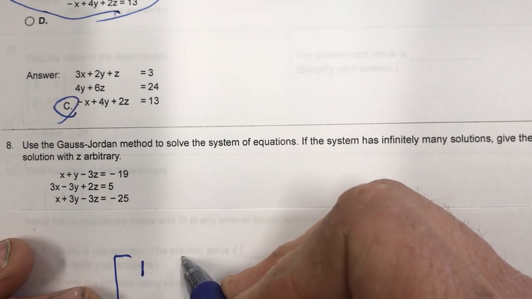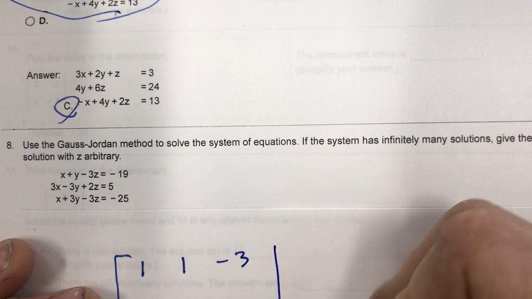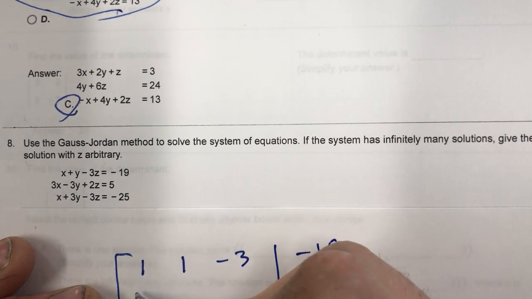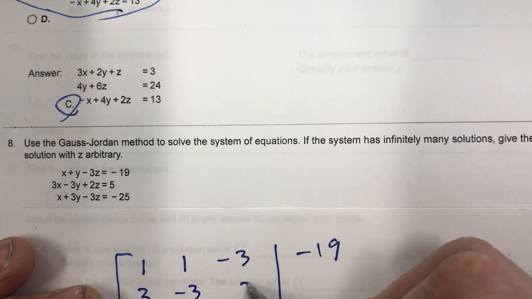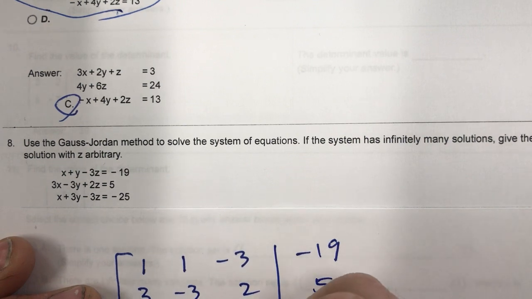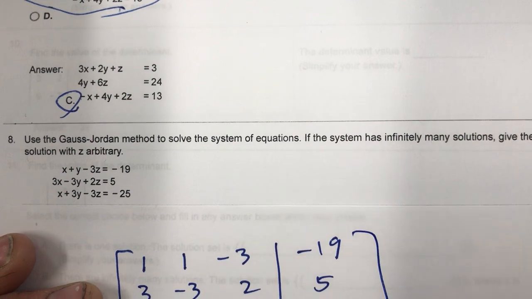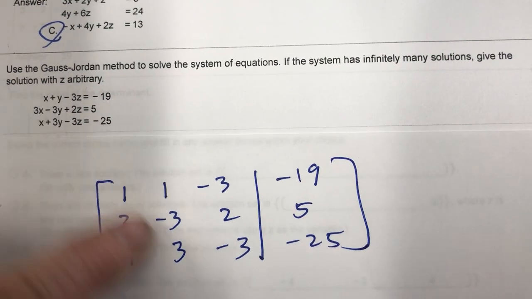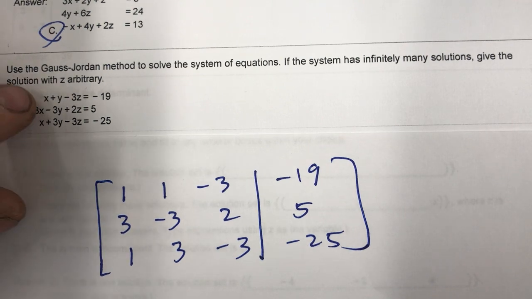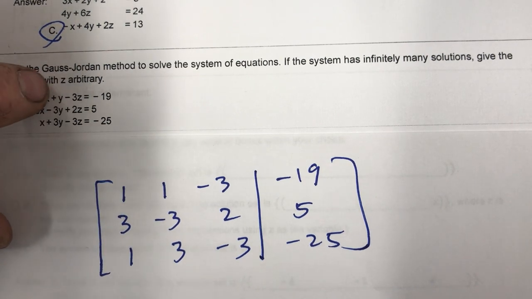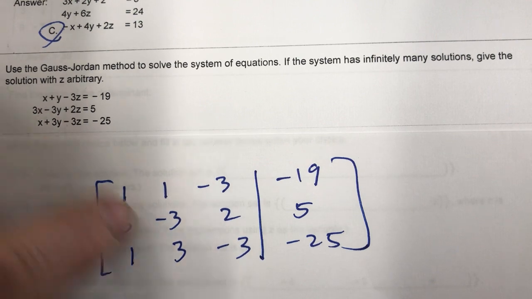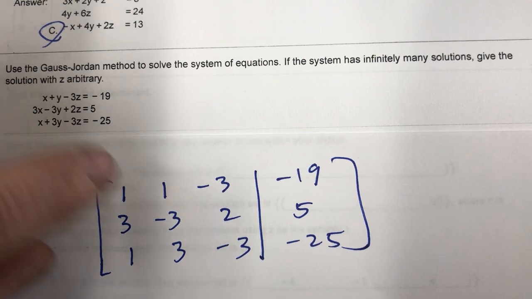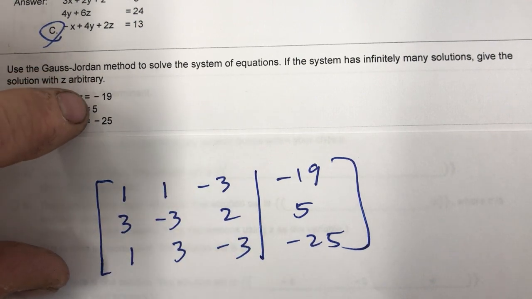1, 1, negative 3, negative 19. I've got a 3, a negative 3, a 2, and a 5. I've got a 1, a 3, a negative 3, and negative 25. So there's my augmented matrix from this. Pause if you need to look at it there.